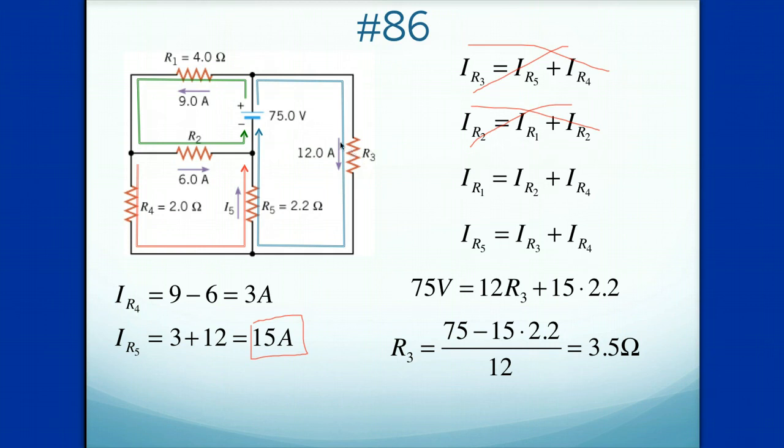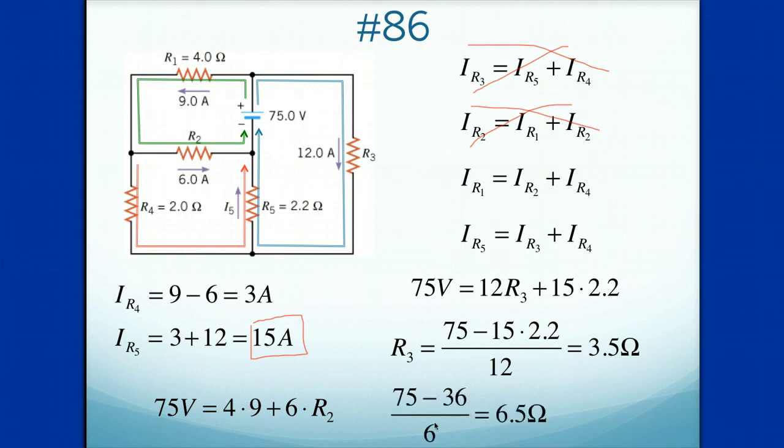Alright? Now I'm going to look into this loop. Again, rise equals fall. My rise is 75, my fall is 9 times 4 is 36, and then I have the fall through R2 where I have 6 amps flowing. So then I have 75 minus 36 over 6, which gets me 6.5 ohms, and that is it.